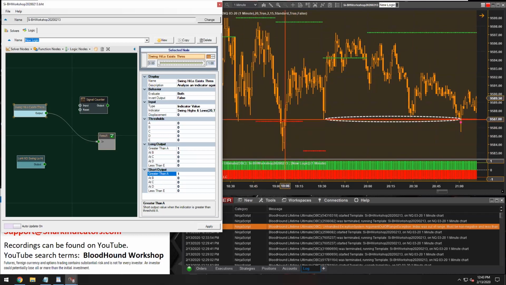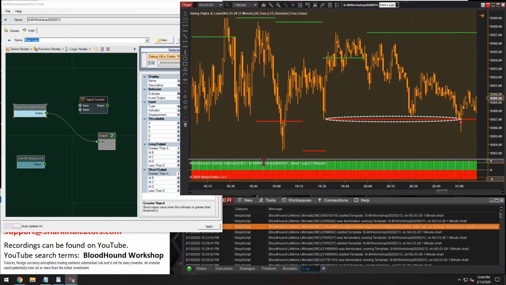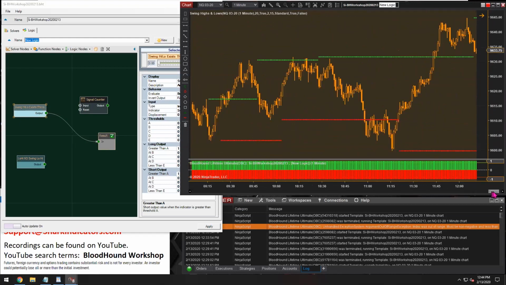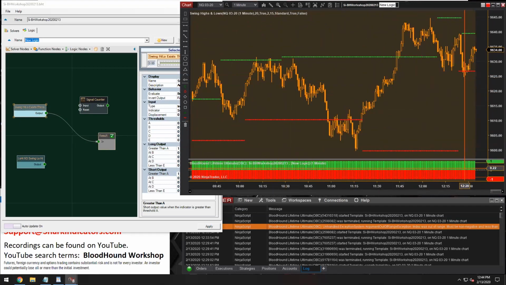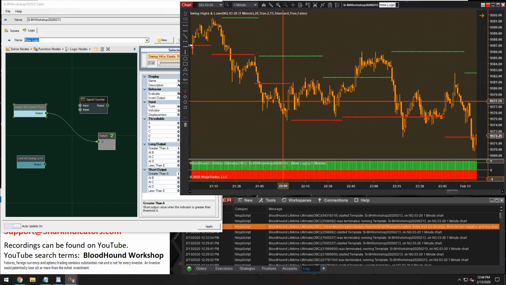If the swing low plots here exist, and if they're greater than 0, that means they exist, then we're going to get a short output. And so basically, when we look through this, there's always going to be a long and a short output, because the swing highs and lows indicator that comes with BloodHound is always plotting a swing high or low. That's what differentiates it from NinjaTrader's swing indicator.